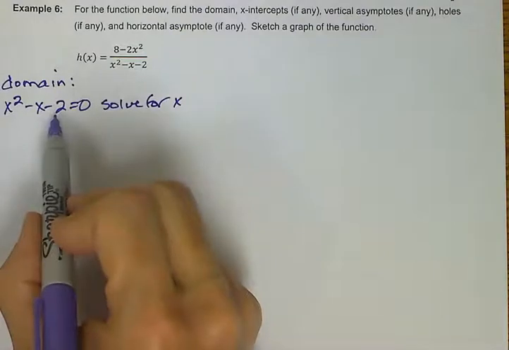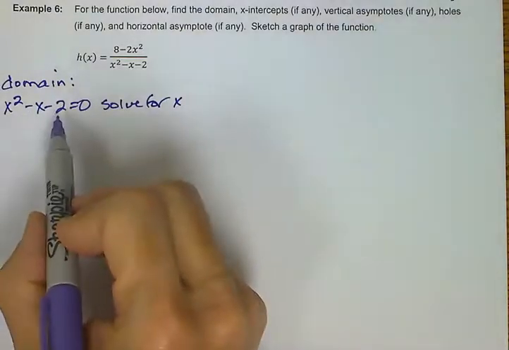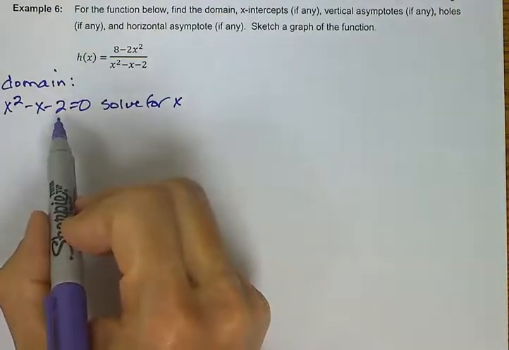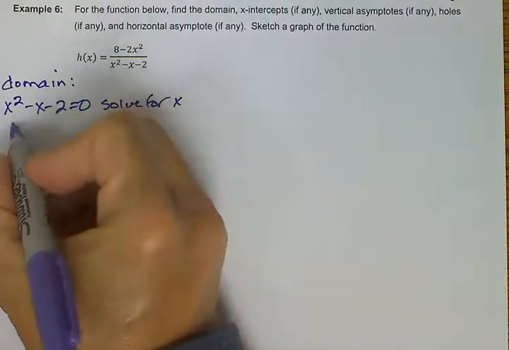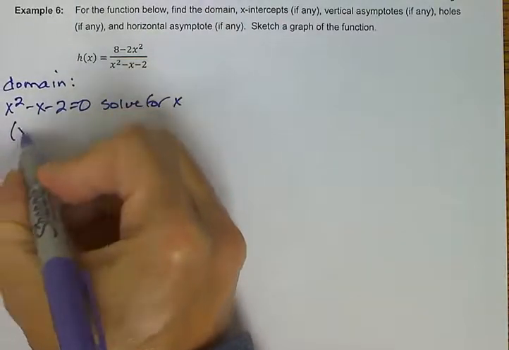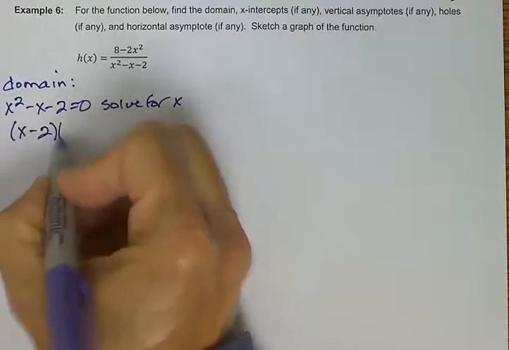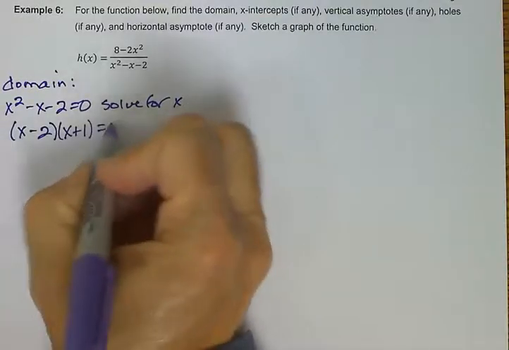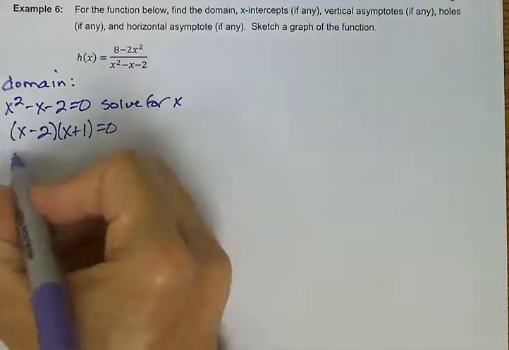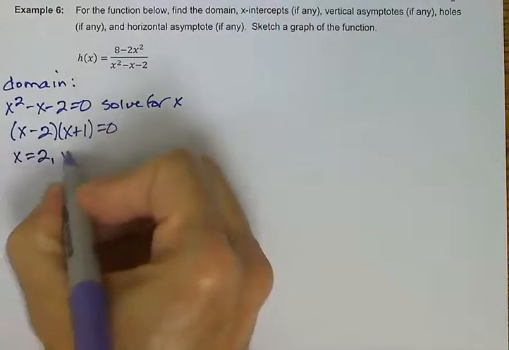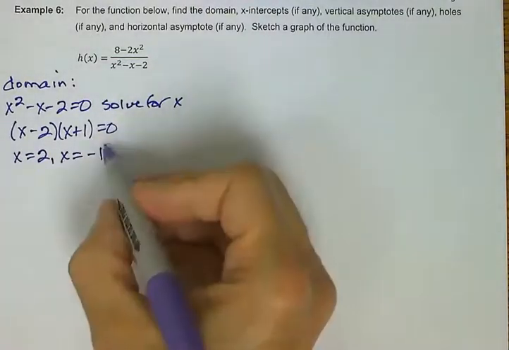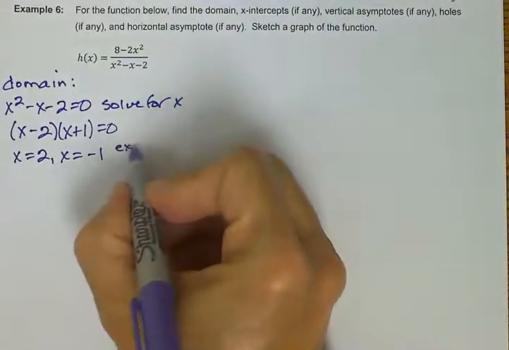We could go ahead and factor this. We could graph it and find the x-intercepts, or we could use the quadratic formula. I'm just going to factor it. This is going to factor as x minus 2 times x plus 1. So then my two solutions are x equals 2 and x equals negative 1. These are the numbers that have to be excluded from the domain.